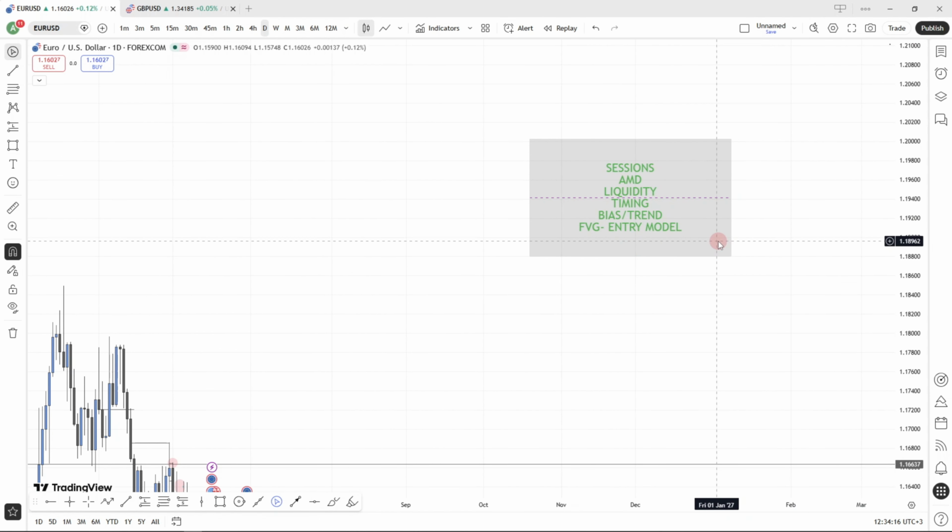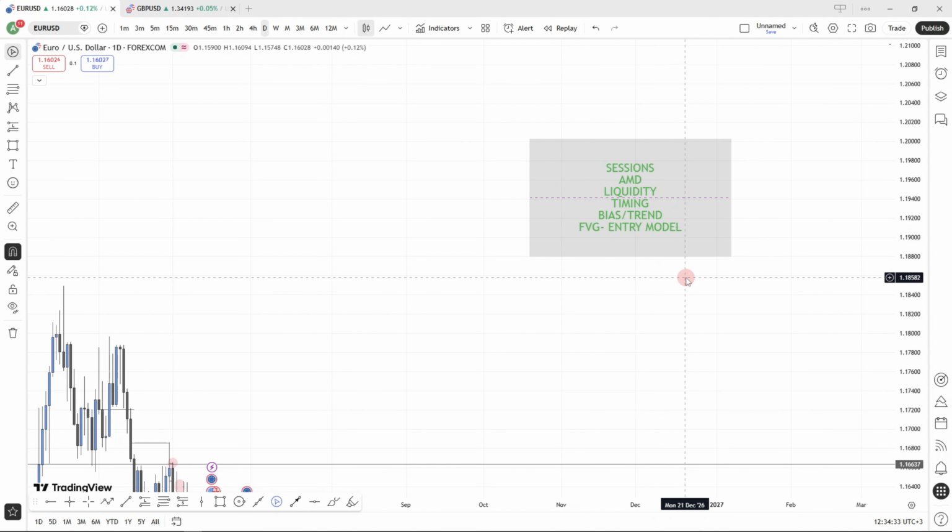And the bias, this is the most important thing. This is basically the direction of the market. So you need to get to know the direction. Remember, the direction is always your friend. So you don't get yourself taking trades that are against the direction, you're going to be taken out.